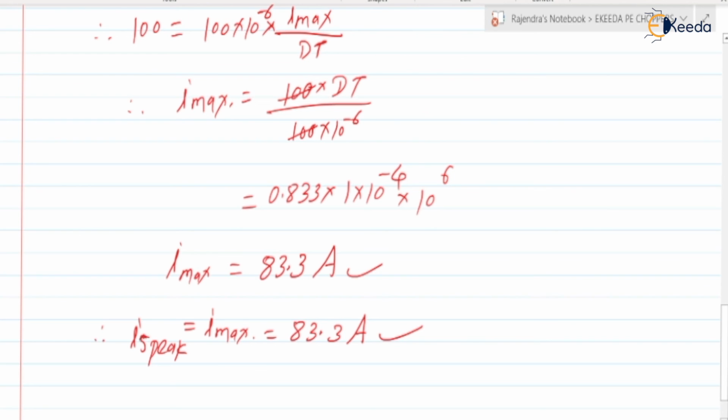So this is about the first numerical related to the buck boost converter. In the next video, we are going to discuss the second numerical related to the buck boost converter.